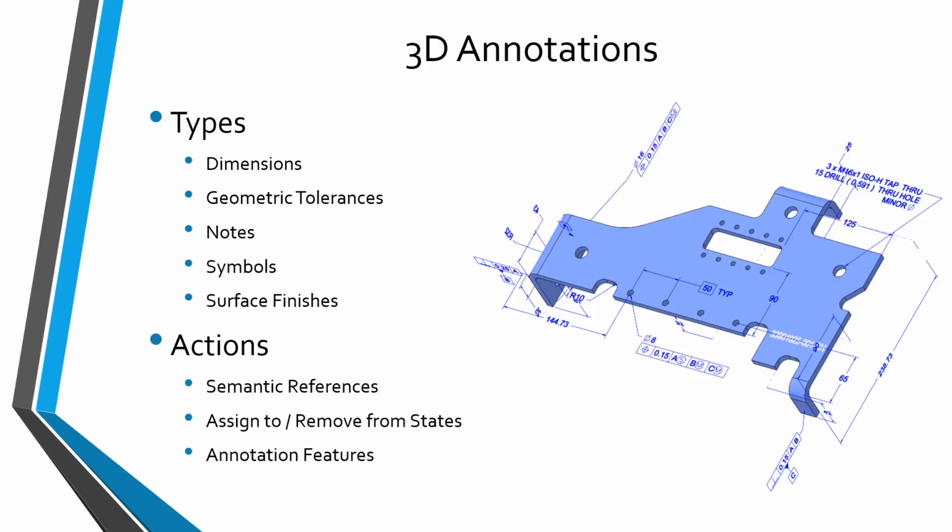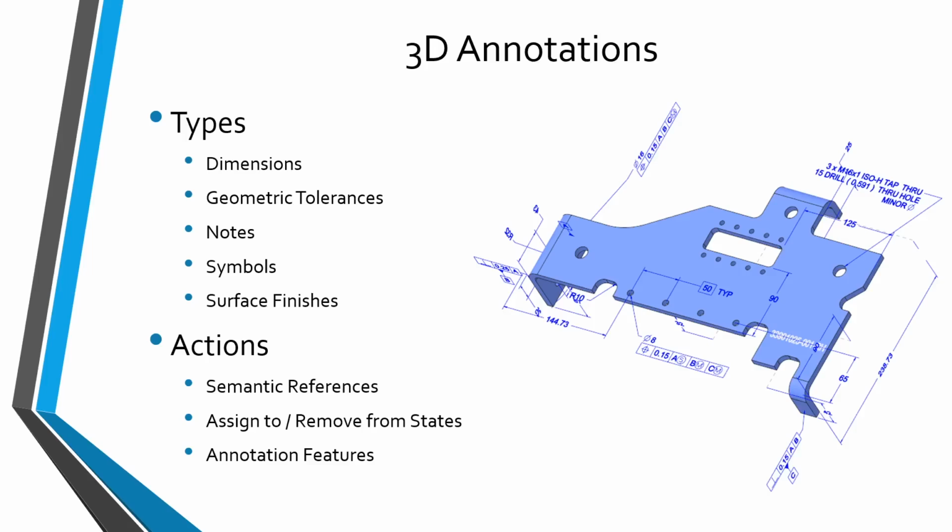And so after you generate your 3D annotations, some other things that you'll want to do is define the semantic references. I mentioned that you have machines that can read your 3D annotations. Well, you'll want to pick all the different surfaces that apply to a particular, say, geometric tolerance or a particular surface finish, so that when the machines are performing the inspection, they're able to understand what are the different references that go with that 3D annotation.